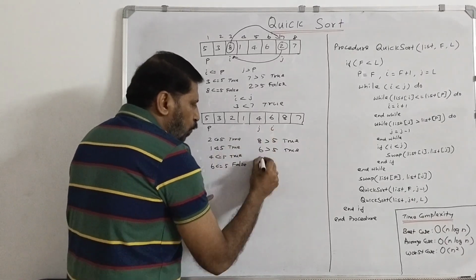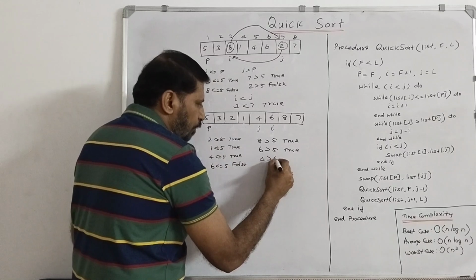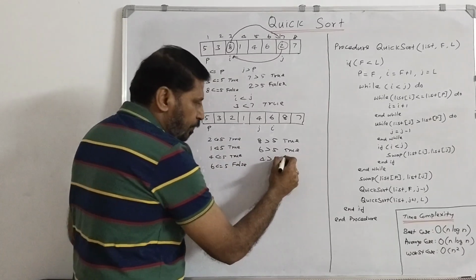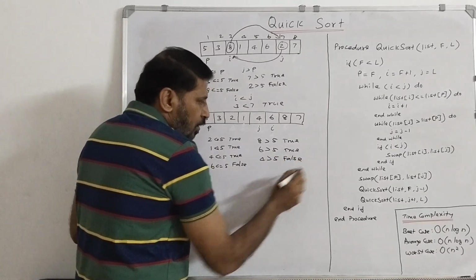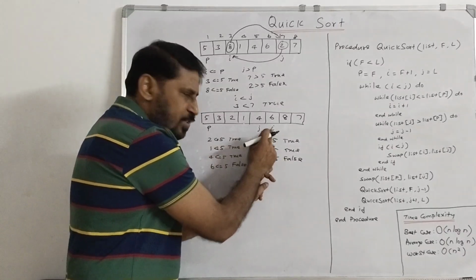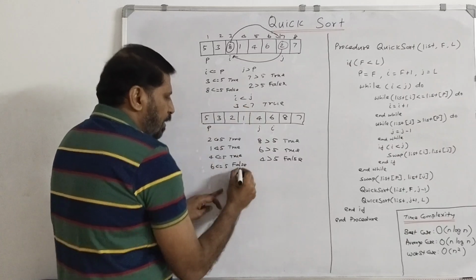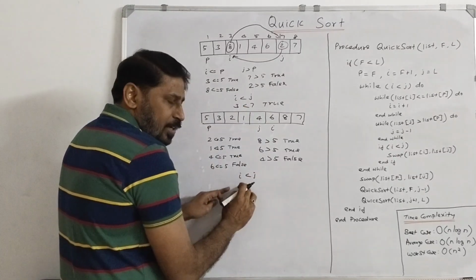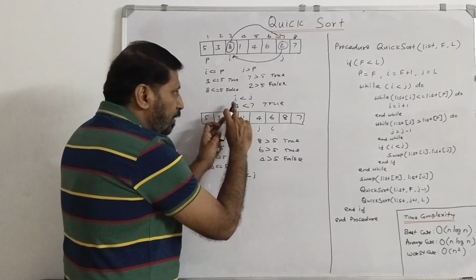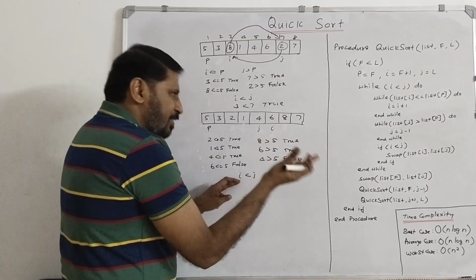Then what is the j value? 4. Is 4 greater than the pivot value 5? The condition here is false. Whenever it fails for both I and j, we compare the I and j positions. Here we check whether I is less than j. If I is less than j, we interchange I and j. Otherwise, we interchange something else.